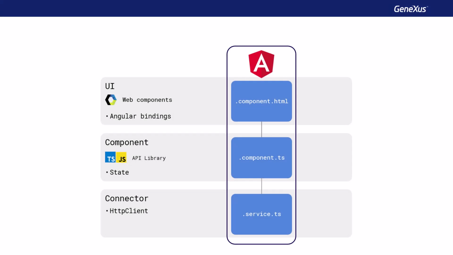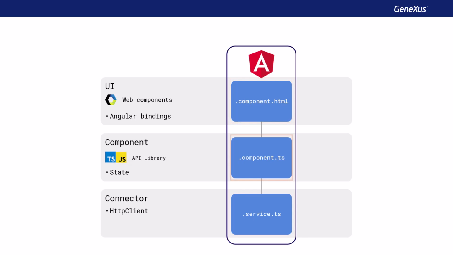The basic building block of an Angular application is called a component. Each component consists of 3 parts that map the layers of a front-end application, and are represented in 3 files that are created by the Angular generator. The user interface definitions are stored in a file whose name ends in .component.html. This file is generated by Genexus and contains the web components that define the HTML template and the user interface style definitions.